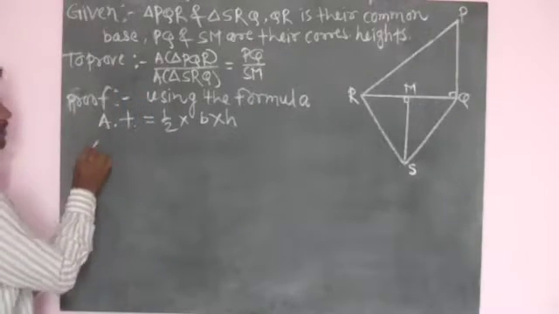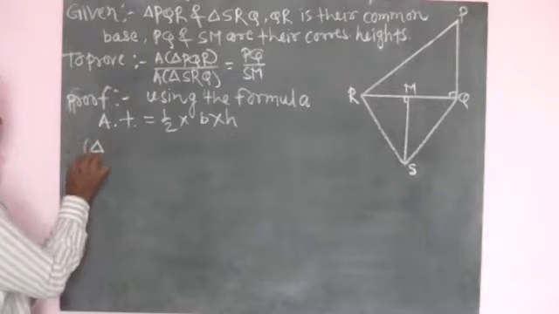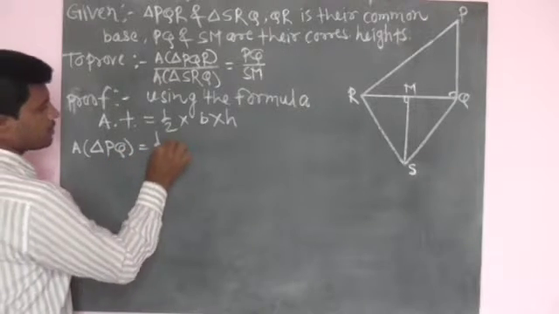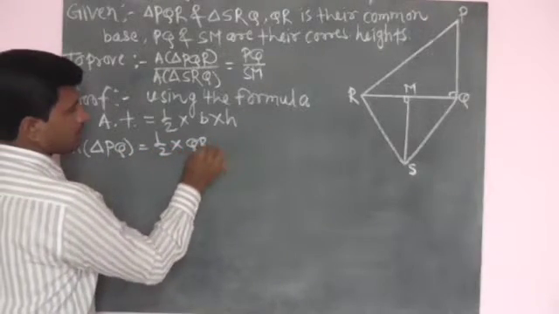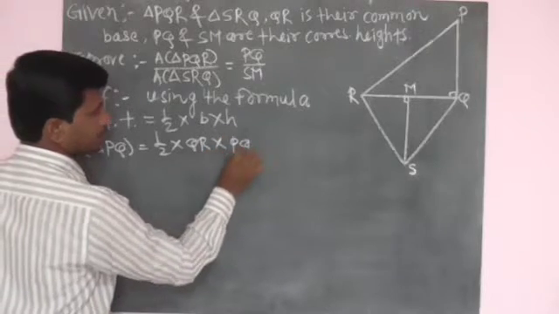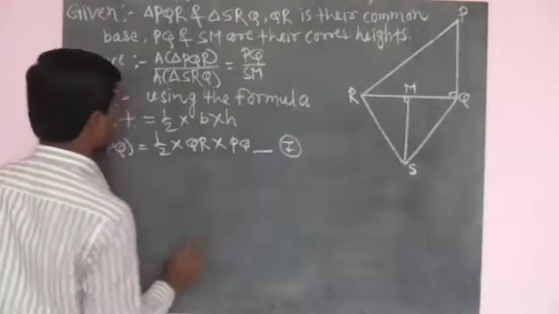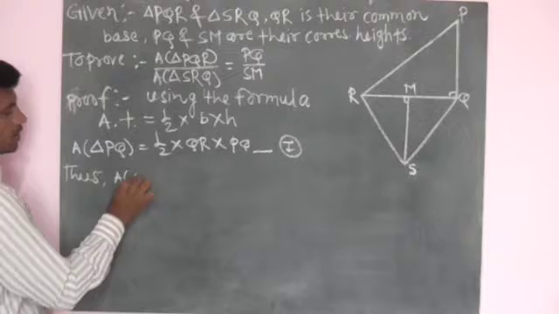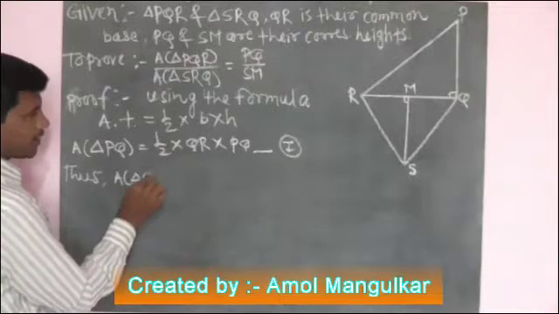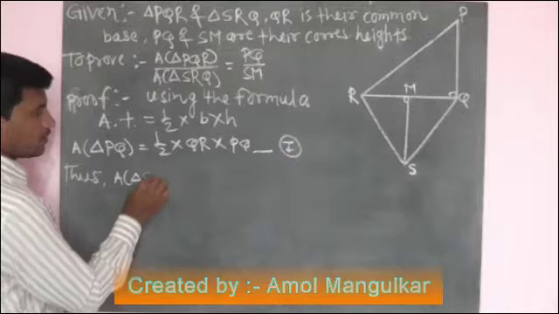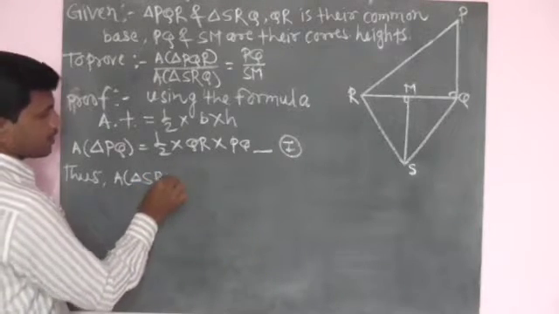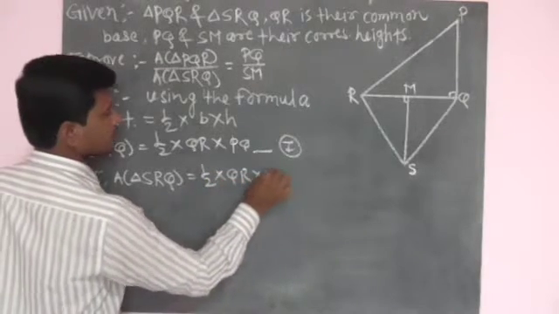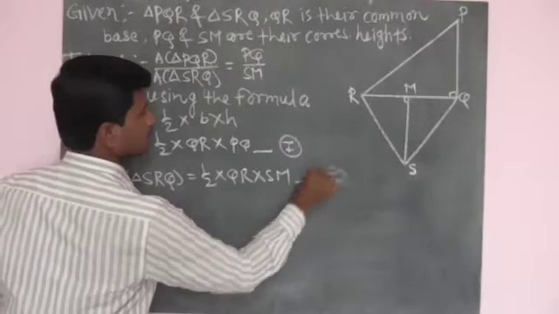Now we find the first area. Area of triangle PQR is equal to 1 upon 2 into its base, meaning QR, into its height, meaning PQ. Equation number 1. Thus, find the area of the second triangle, triangle SRQ, which is equal to 1 upon 2 into its base, meaning QR, into its height, meaning SM. Equation number 2, second equation.